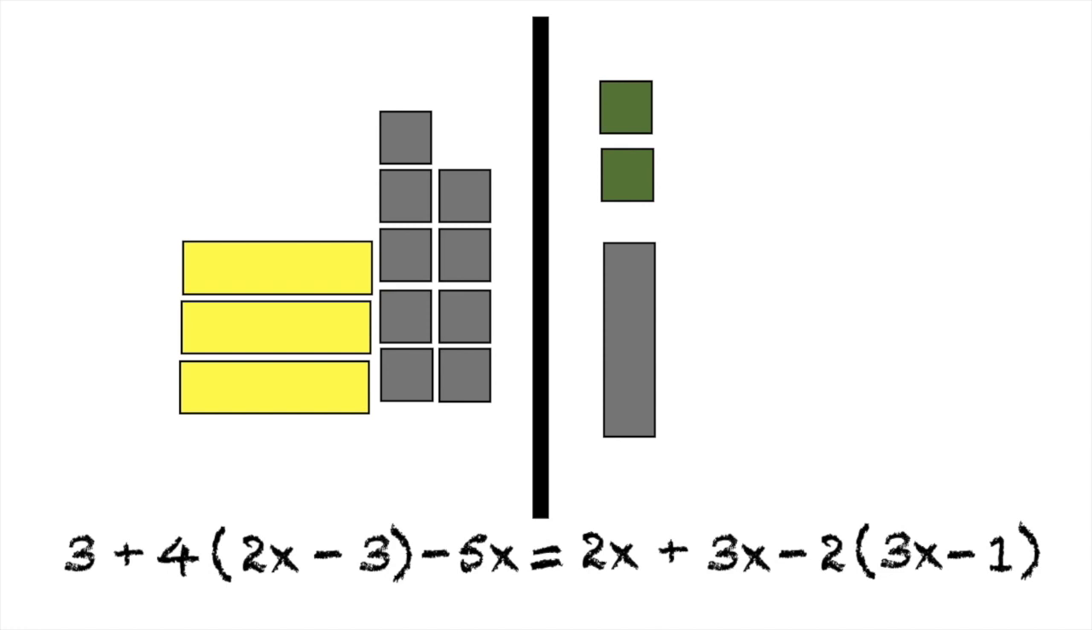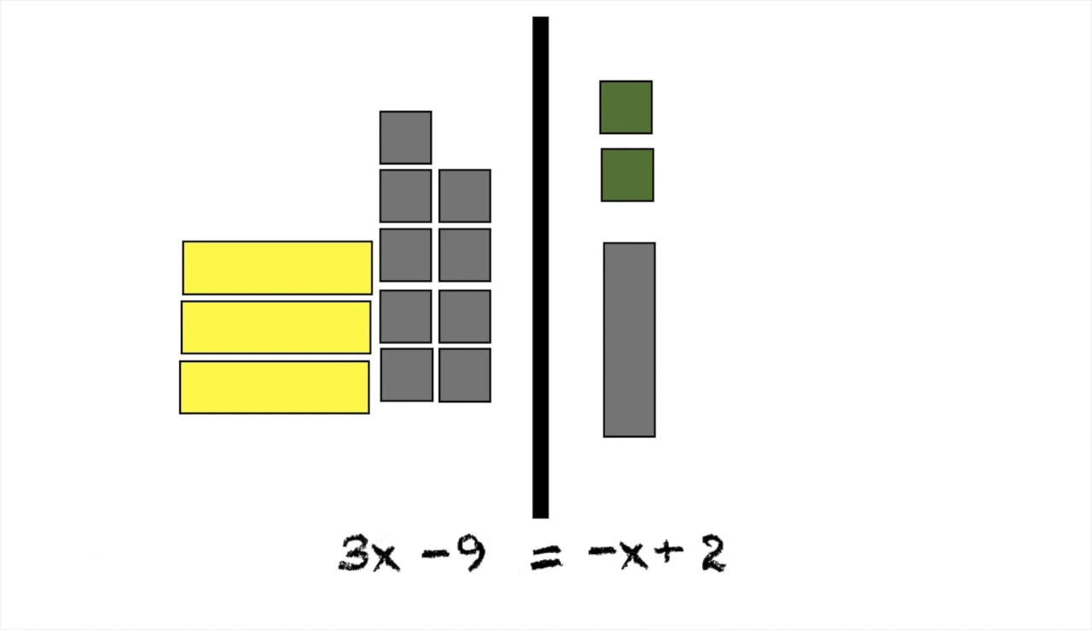Let's show this with our writing. So here we have 3x minus 9 is equal to negative x plus 2.